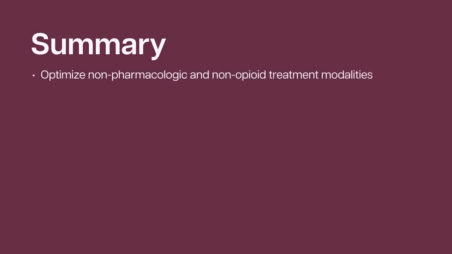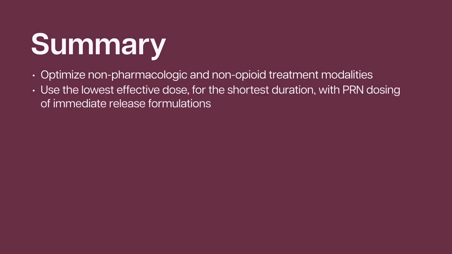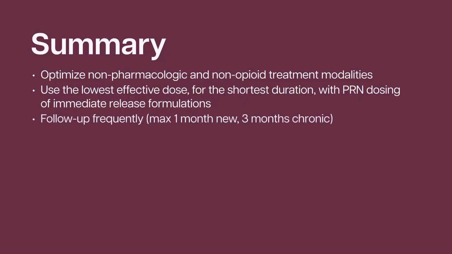Okay, we made it. Here are a few take-home points. Make sure to optimize non-pharmacologic and non-opioid treatment modalities, whether or not you are prescribing opioid pain medications. When prescribing opioids, use the lowest effective dose for the shortest duration with PRN or intermittent dosing, and make sure to use immediate release formulations. Follow up with patients frequently. If it's a new opioid prescription, a maximum 1-month follow-up, and for chronic opioids, a maximum 3-month follow-up.